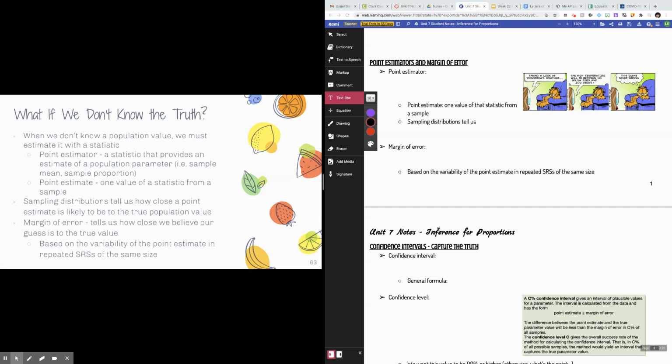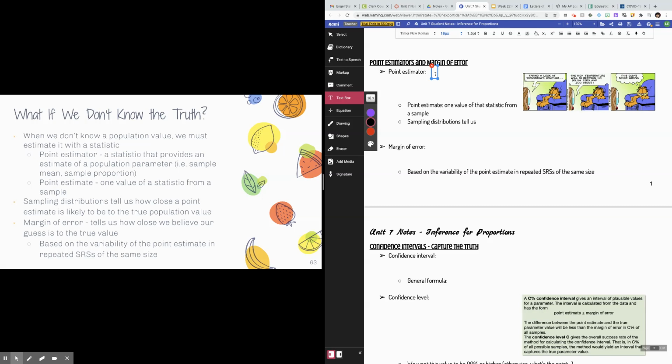So the question then becomes, if we don't know the true value, then we can't create a sampling distribution. So what do we do? That's what this whole section, and really this whole unit, is about. To answer the question I just asked: if we don't know a population value, then we have to estimate it using a statistic, or a sample value. In this unit, we're going to call those point estimators.